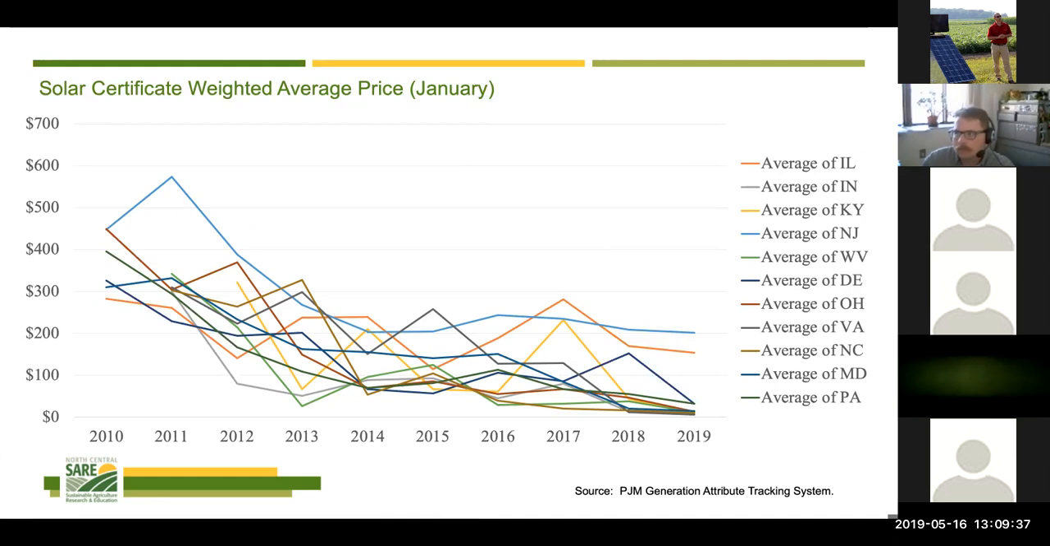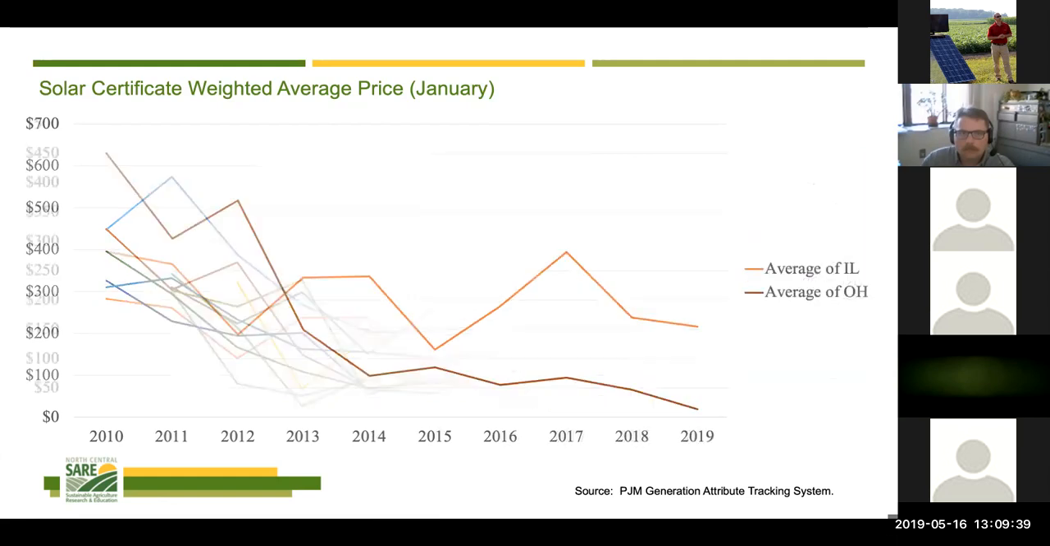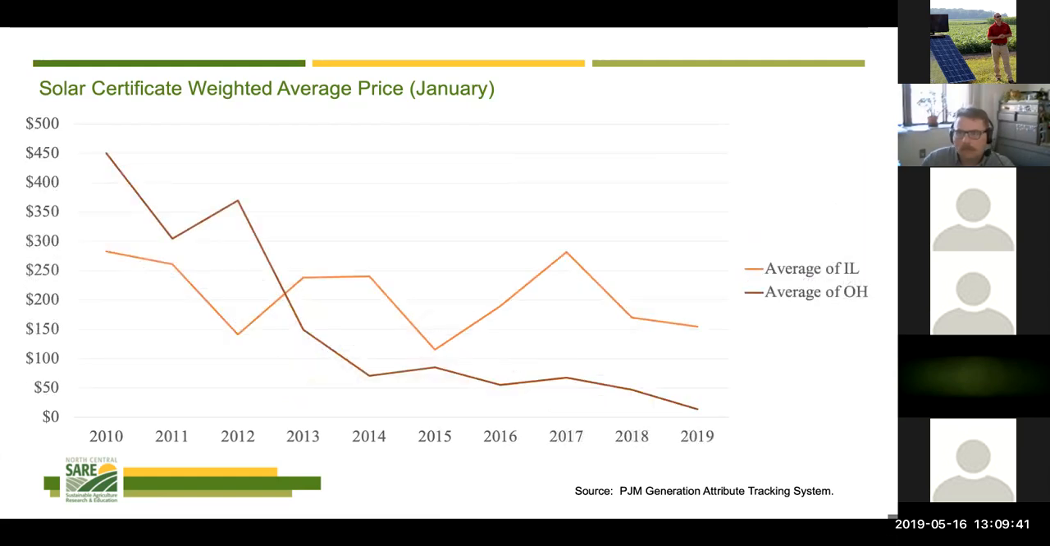And then the other thing that's going to influence this, we're going to filter this down a little bit and just look at Ohio and Illinois. The other thing that's going to influence the value of SRECs is very simply supply and demand. Thinking about an SREC, it is based on generation. That means we need the generation from PV solar projects to generate SRECs.